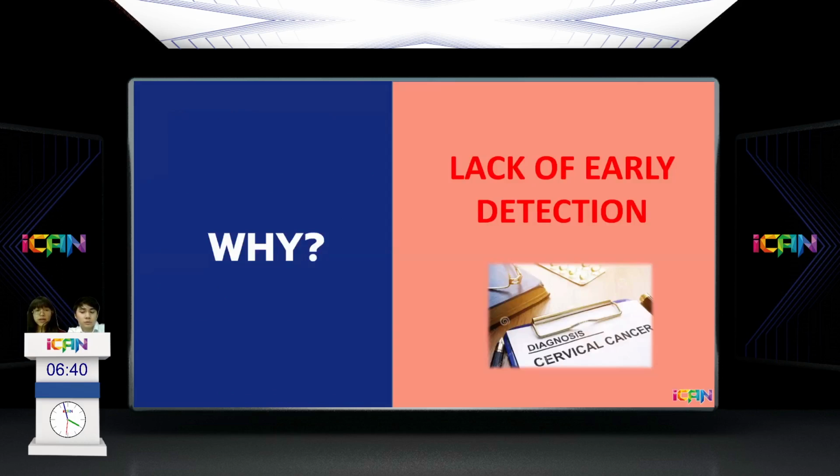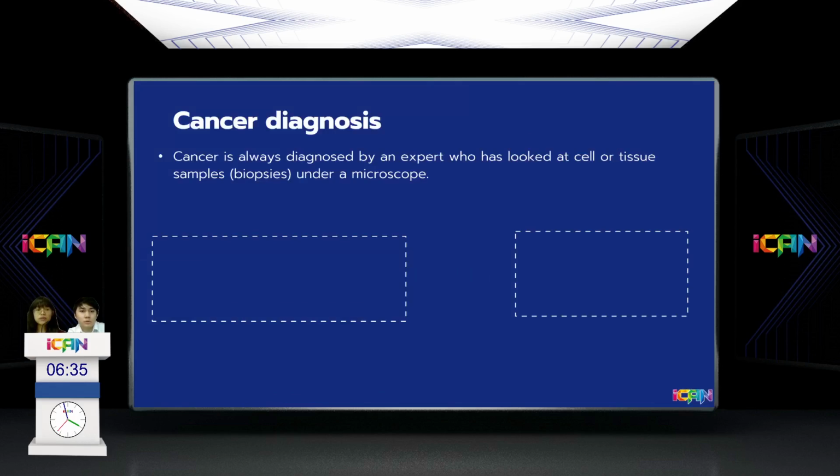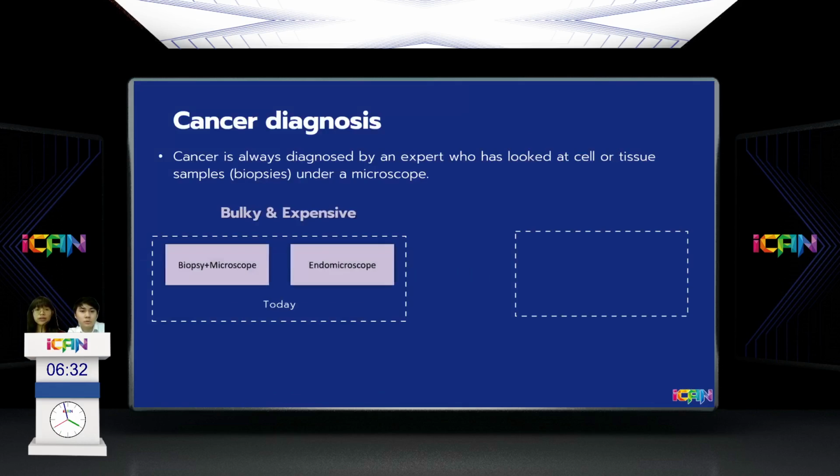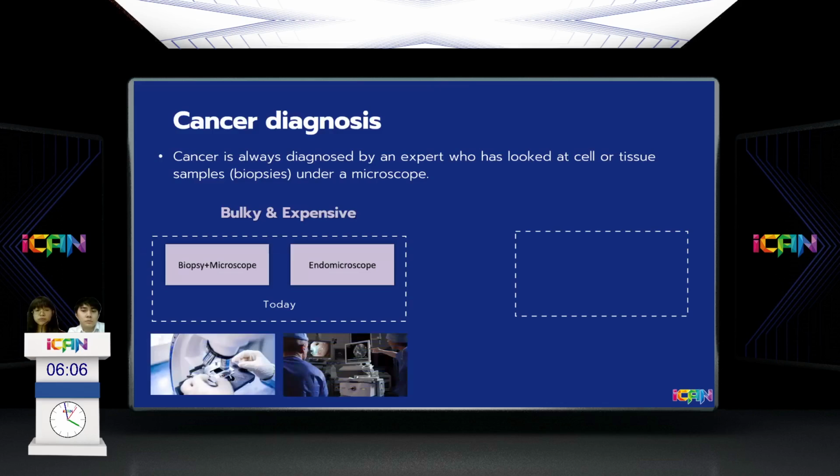Why is it a cause of death? Because we lack early detection. Cancer is always diagnosed by an expert looking at the cell or tissue sample under the microscope. Today they use biopsy with a microscope, which takes time to get the result, and they use endomicroscope, which is bulky and expensive. So we are going to develop a portable endomicroscope in the future.